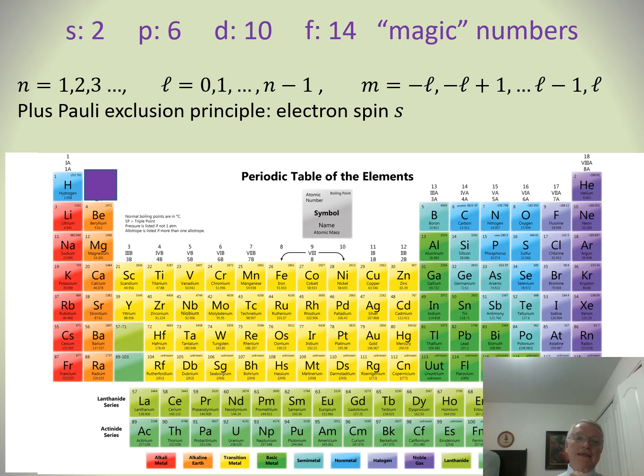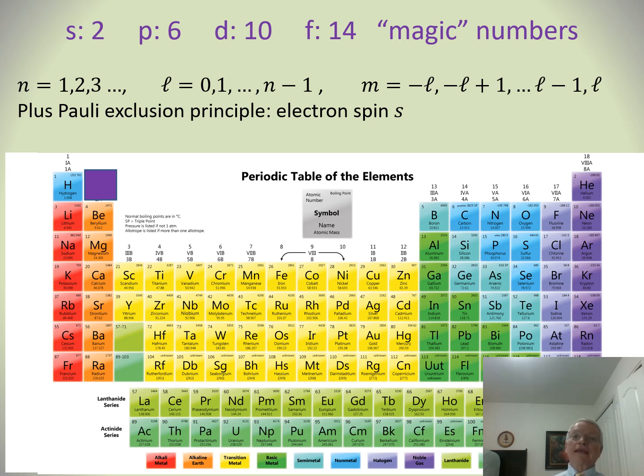Potassium, that's K, that's n equal 4. Rubidium is n equal 5. Cesium down there is n equal 6. And the 7th row is n equal 7. Okay.